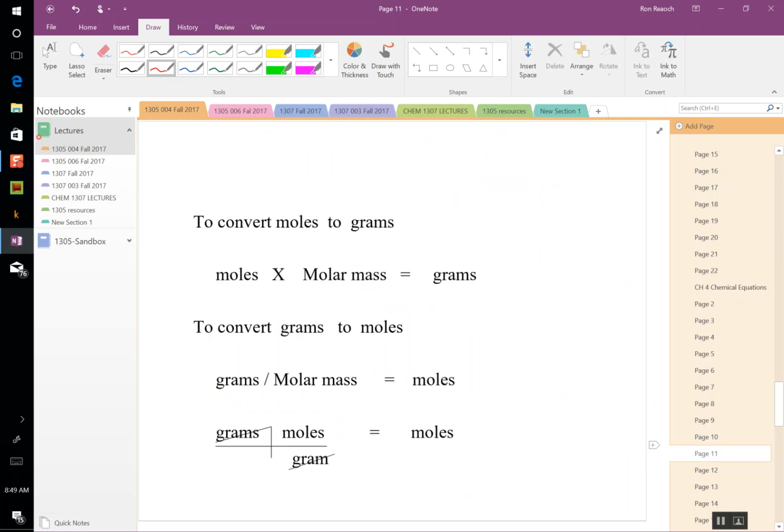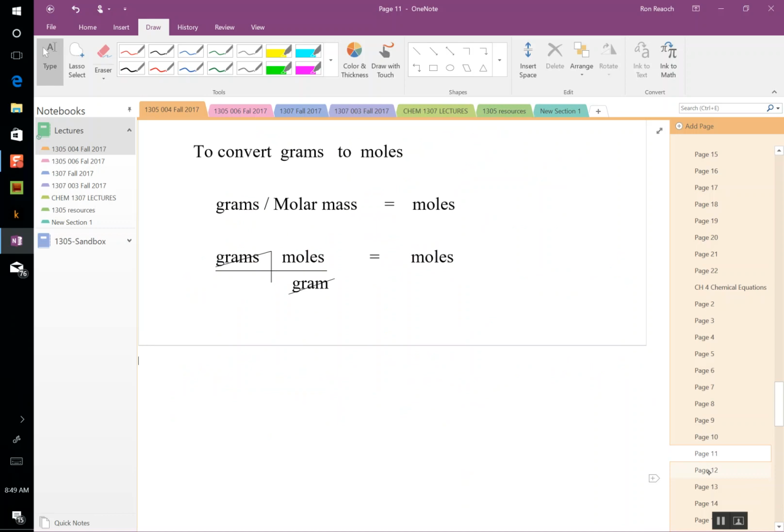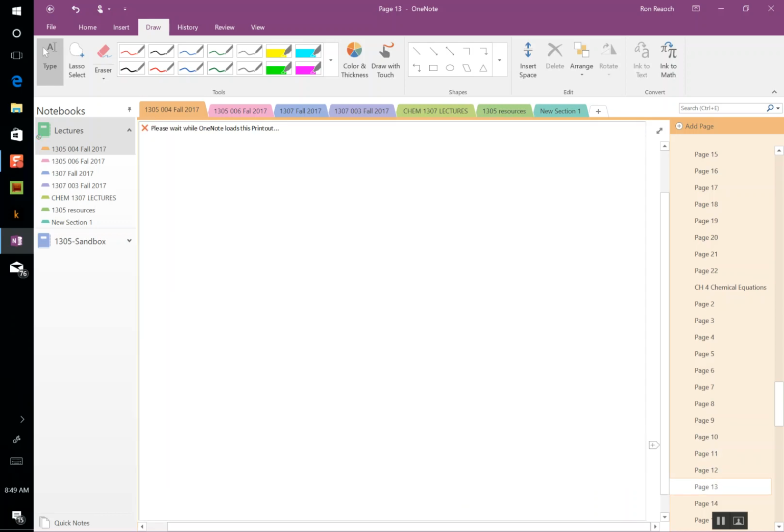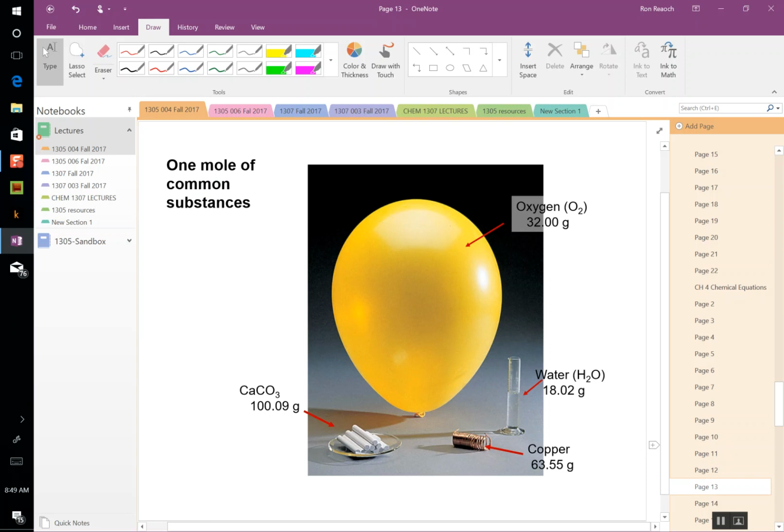There's a slide there that's just showing you, setting it up. You're going from moles to grams or grams to moles. There's a slide just kind of showing you there's a mole of copper, there's a mole of oxygen, about the size of a basketball.